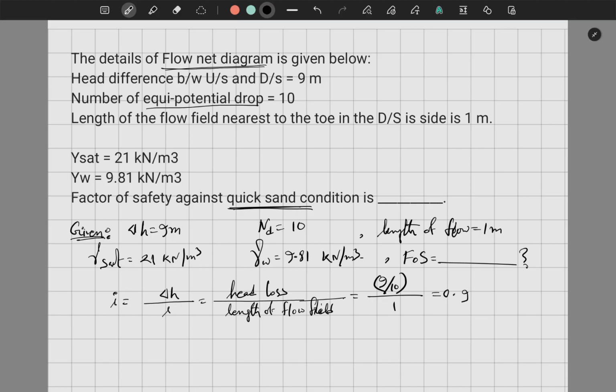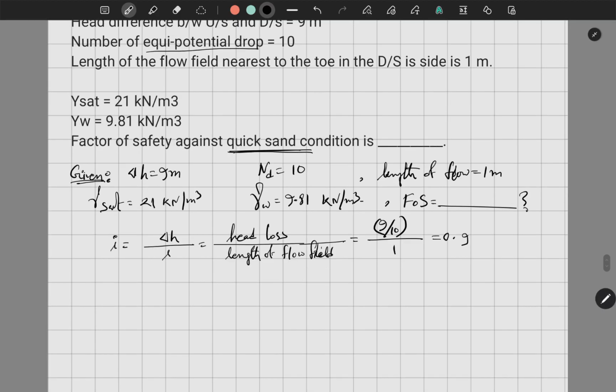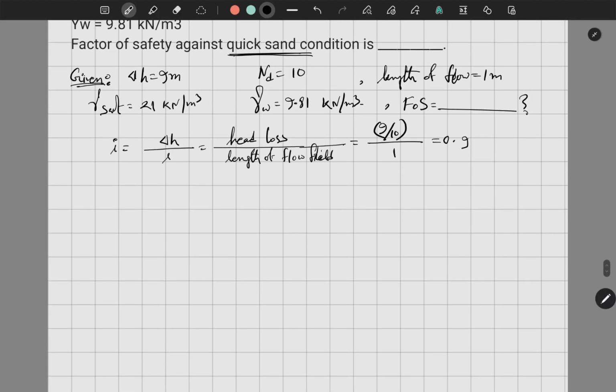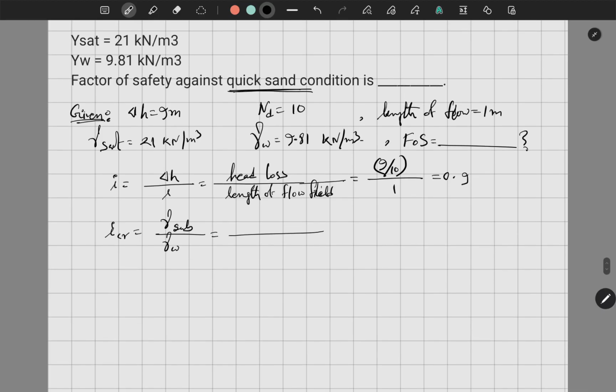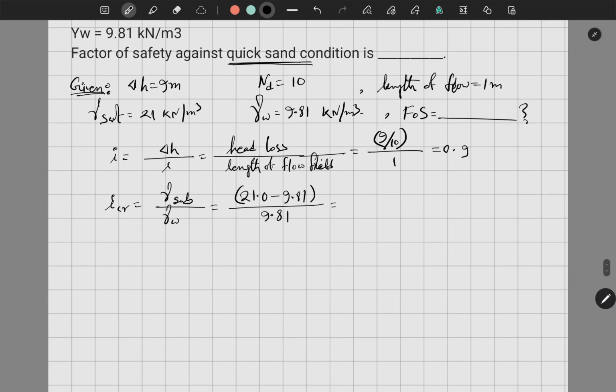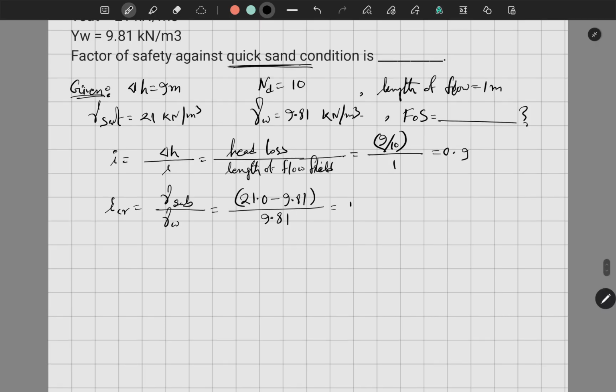Now we are calculating the critical. In the critical case, submerged by water, as it is given, 21.0 minus 9.81 divided by 9.81, how much is it coming? It will come to 1.14.